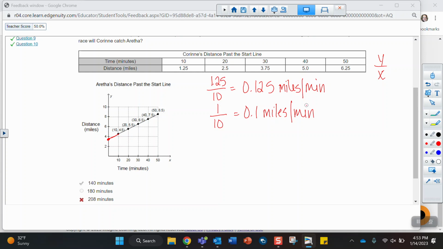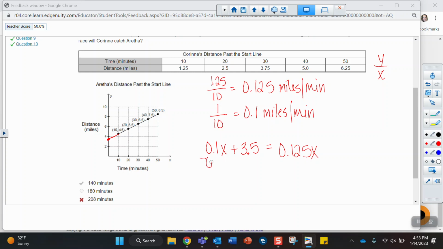It wants to know when they're going to be at the same distance. So if we write equations for both situations, Aretha runs at a rate of 0.1 miles per minute, and she started at 3.5 miles. Corinne, on the other hand, runs at a rate of 0.125 miles per minute, but she started at the start line, so we don't have to add anything to her distance.